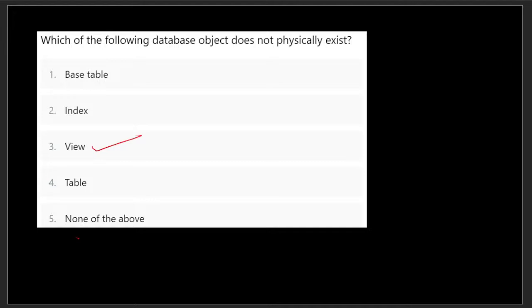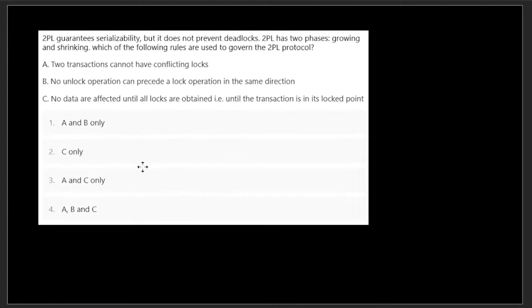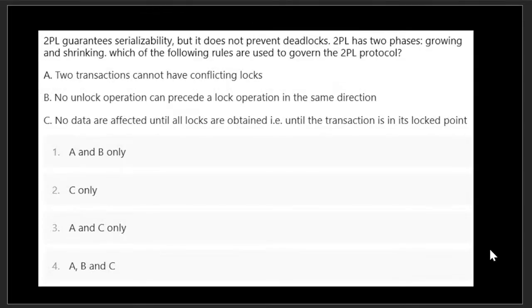So the next question is on the 2PL protocol. If you know this topic, you can easily solve the question based on this. So this is our next question. I will increase the font so that you can see this properly.